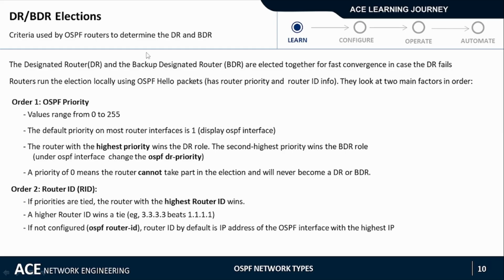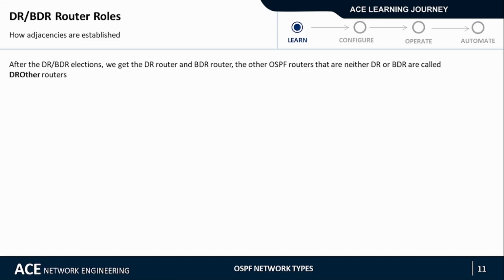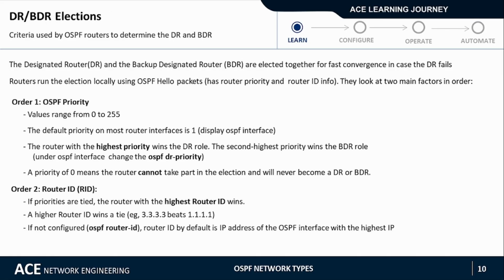You can look at our journey. First is to learn to understand the protocol, and then later we'll come to configuring. When we come to configuring, we'll see how we can influence the router ID using this command. If it's not configured, the router ID by default is the IP address of the OSPF interface with the highest IP.